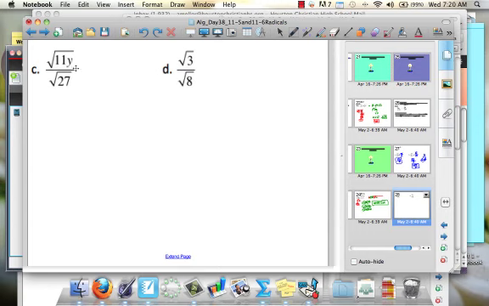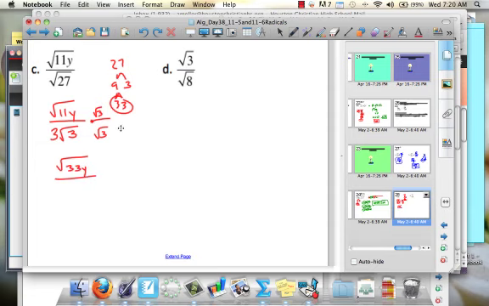Okay, let's look at this one. First of all, 27 can be simplified, so we're going to do that really fast. Square root of 11y over the square root of 27. 27 is 9 times 3, and that's 3 times 3 times 3. So this is 3 square root of 3. So I'm going to multiply the top by the square root of 3 and the bottom by the square root of 3 so that I can get the square root out of the denominator. So now I have the square root of 33y over 3 times 3, which is the square root of 33y over 9. And I'm done with that one.